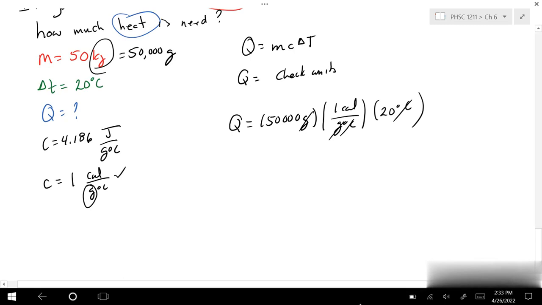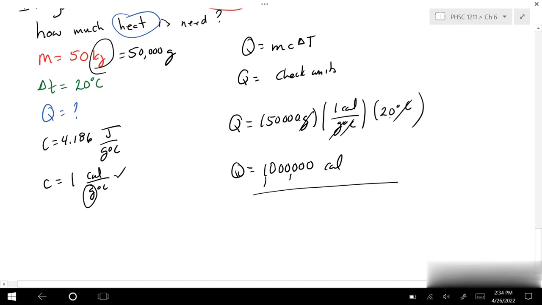So when you plug and chug numbers in there, you're going to get Q is equal to, how many zeros do I have here? 1, 2, 3, 4, 5. So 10 times 5 more zeros, 1, 2, 3, 4, 5, 6. Perfect. I have 1 million calories with a lowercase c. So that's kind of an insane amount of energy there.